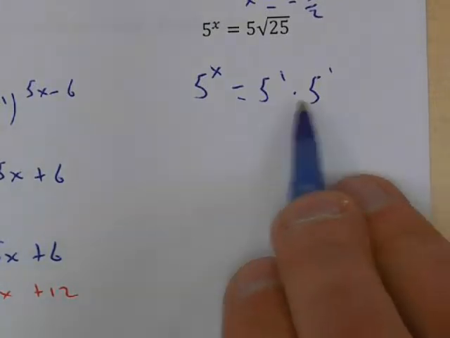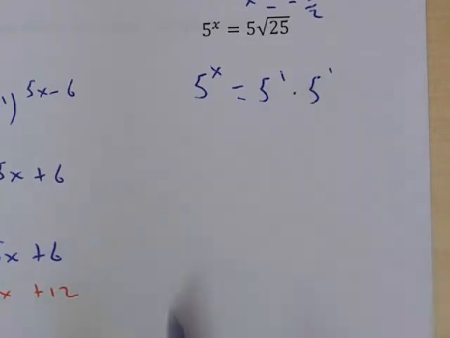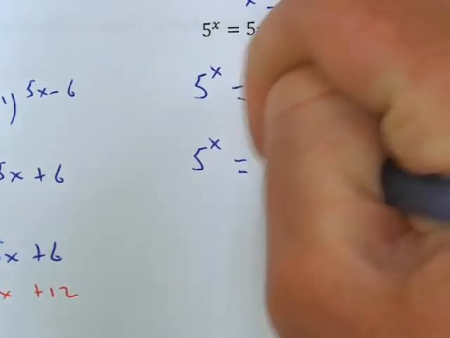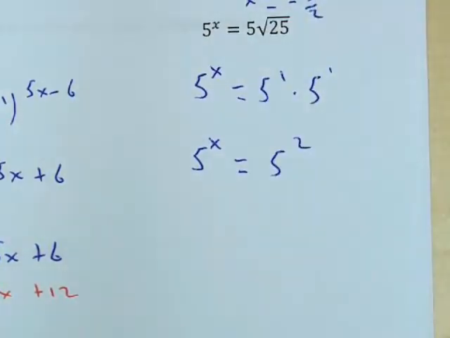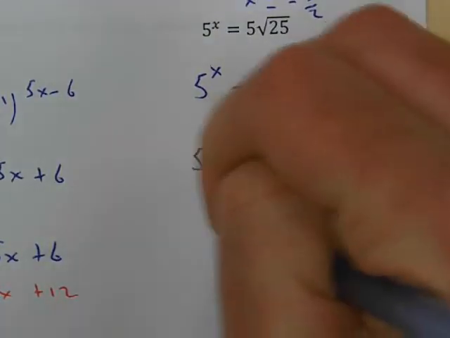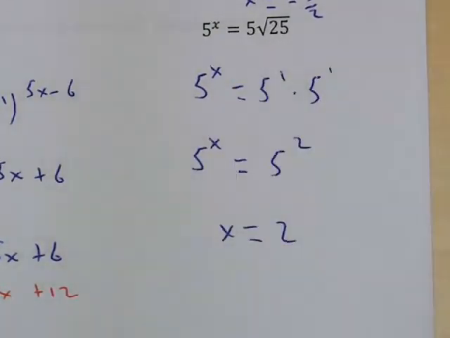Since I'm multiplying 2 things with the same base, we'll add the exponents. So then I get 5 to the x equals 5 to the 2nd power. Okay, and then now that I've got 5 to a power equals 5 to a power, I know my exponents have to be equal, so we get x equals 2.